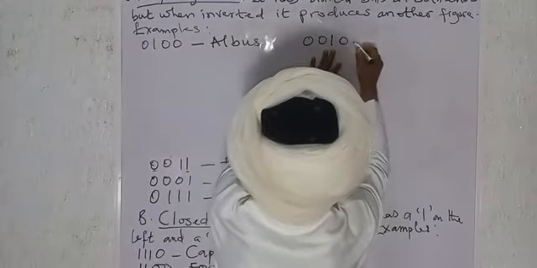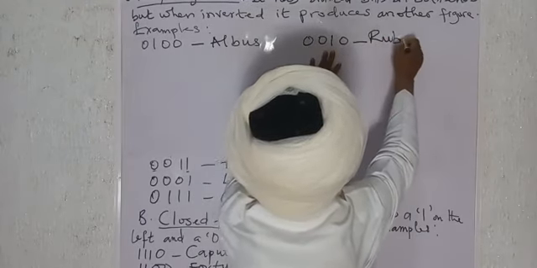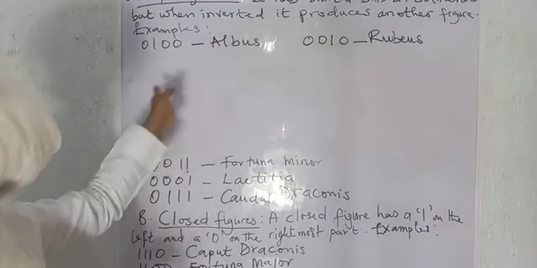This one is called what? Rubius. So it produces another figure. Both of them are flip figures.